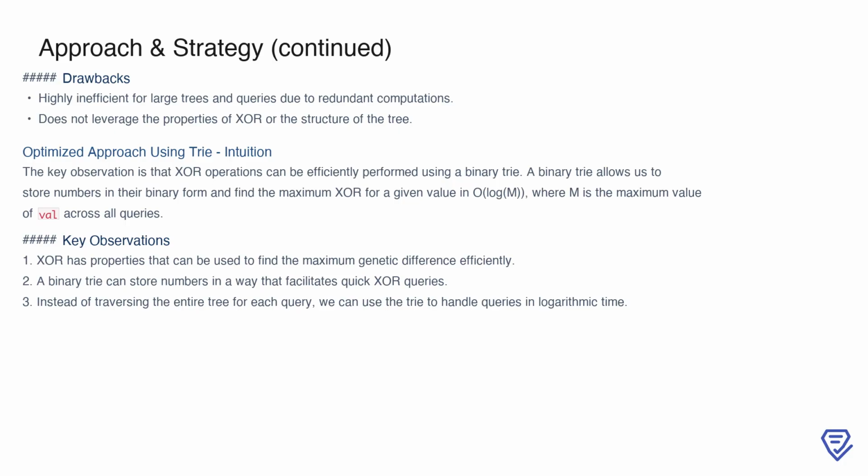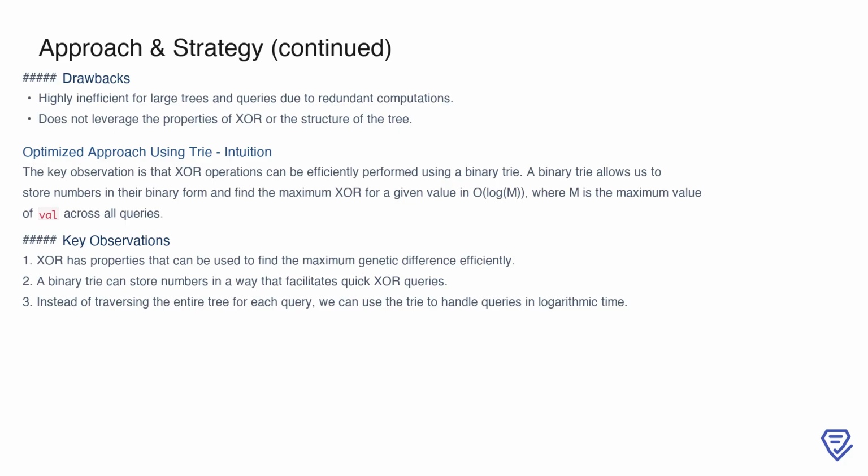This structure allows us to perform XOR operations much more efficiently. Instead of traversing the tree repeatedly, the tree enables us to find the maximum XOR for a given value in O(log m) time, where m is the maximum value of the query's input. Key observations about XOR also come into play here. For instance, XOR's properties make it possible to determine the maximum genetic difference directly by navigating the tree.